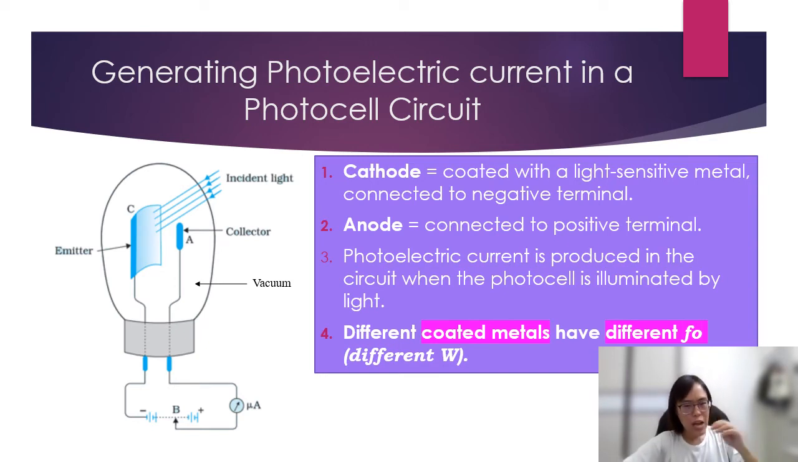So generating photoelectric current, that is photocurrent in a photocell circuit. We have the emitter, the cathode, and the anode, which is the collector. Why collector? It collects the electrons. Then inside is a vacuum. The cathode is coated with a light sensitive metal and connected to the negative terminal. The anode is connected to the positive terminal.